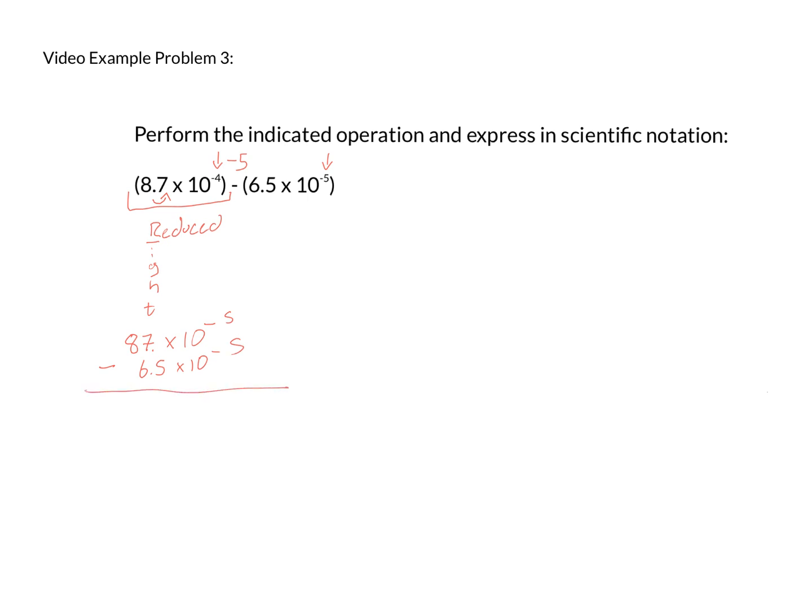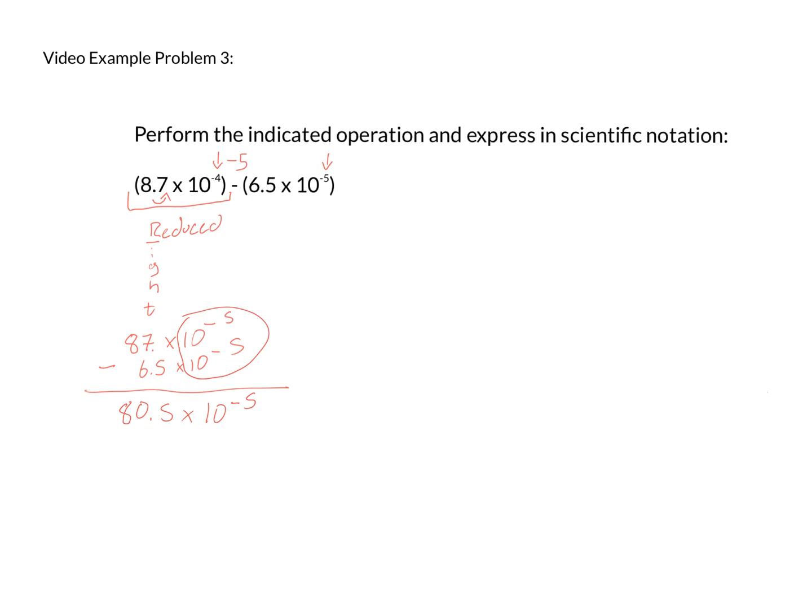Okay? And so we then have to do 87 minus 6.5, and you can use a calculator if you want, just to make your life easier, or you can do it in your head. And we get 80.5. And remember, this part is just carried down. There's no subtraction being done with those numbers. And that's our new answer.